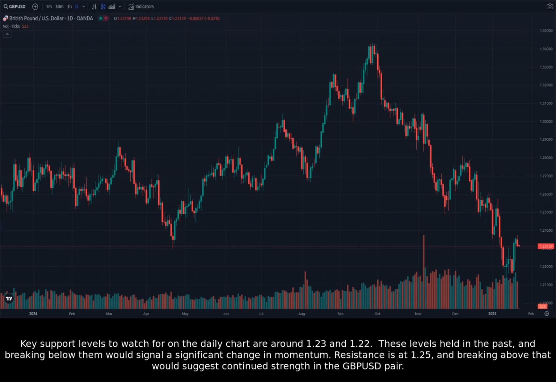Key support levels to watch for on the daily chart are around 1.23 and 1.22. These levels held in the past, and breaking below them would signal a significant change in momentum. Resistance is at 1.25, and breaking above that would suggest continued strength in the GBPUSD pair.